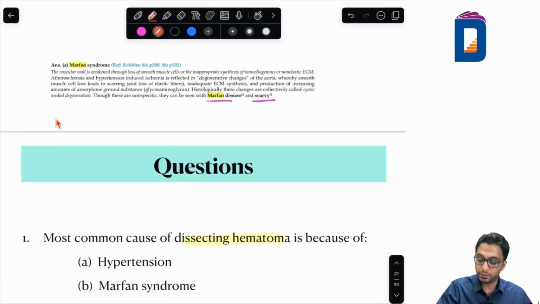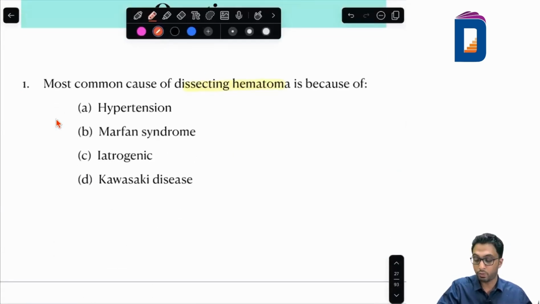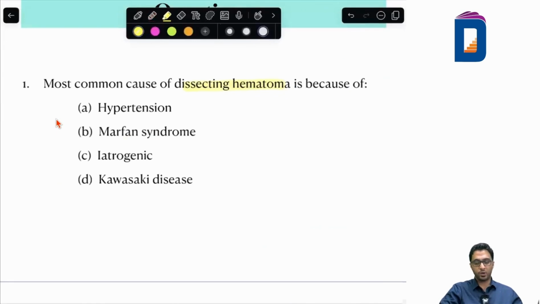So the most common cause of dissecting hematoma, what is the answer? Now I know all of you will answer B, but the answer is A. The most common cause is hypertension. Don't forget, Marfan syndrome is also a cause of it. As I've told you, Ehlers-Danlos syndrome.